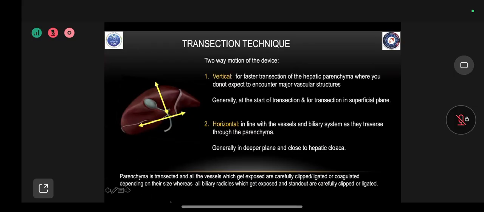There are two ways of how you use the CUSA. It is vertical for faster transection of the liver parenchyma. When you start liver transection, this is how you normally go ahead. And once you go a little deeper into the plane, then you change your transection technique to horizontal, because this is in line with the vessels and the biliary system. What you want to do is essentially make them stand out so that you can identify them and either ligate or clip.